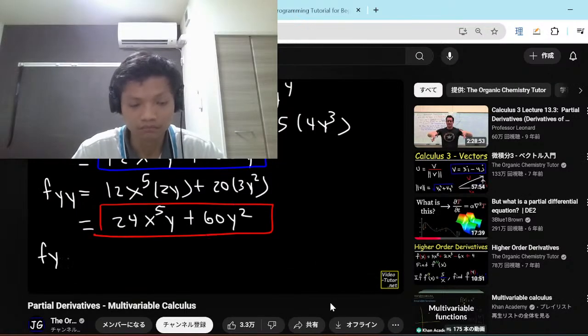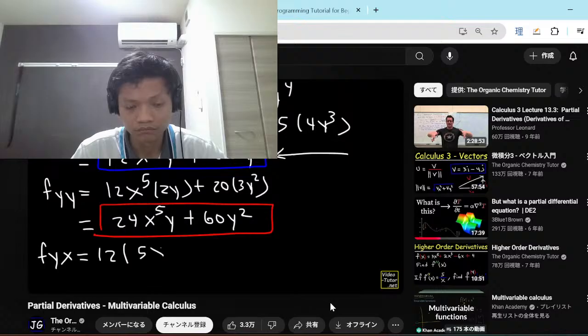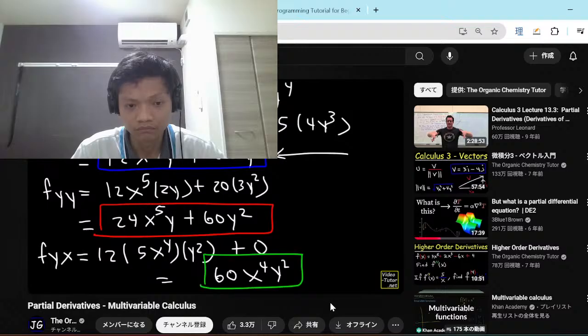Now let's find fyx. So let's differentiate this function with respect to x. The derivative of x to the fifth is 5x to the fourth. And with respect to x, y cubed is constant, so 20y cubed becomes 0. So the final answer is 12 times 5, which is 60, x to the fourth y squared. So that is the second derivative, where we differentiate with respect to y and then with respect to x.